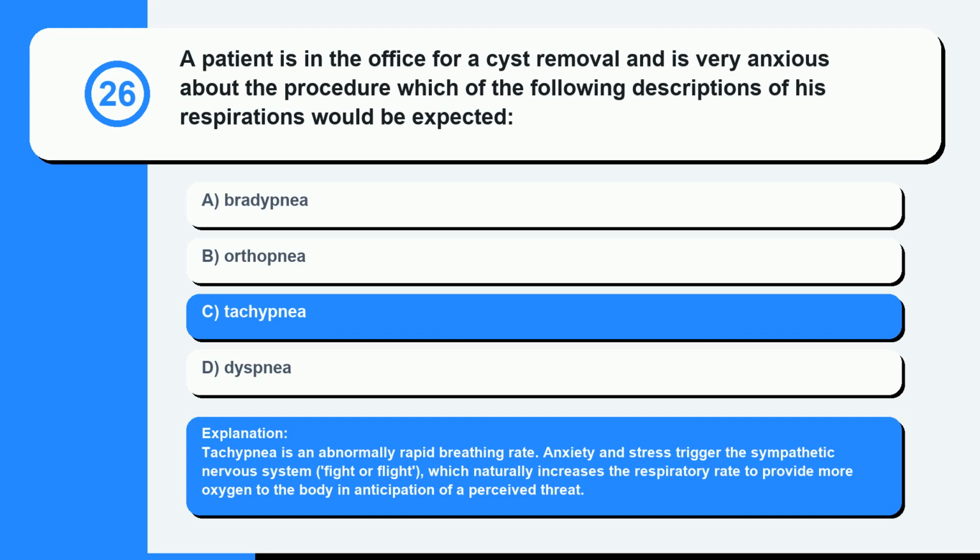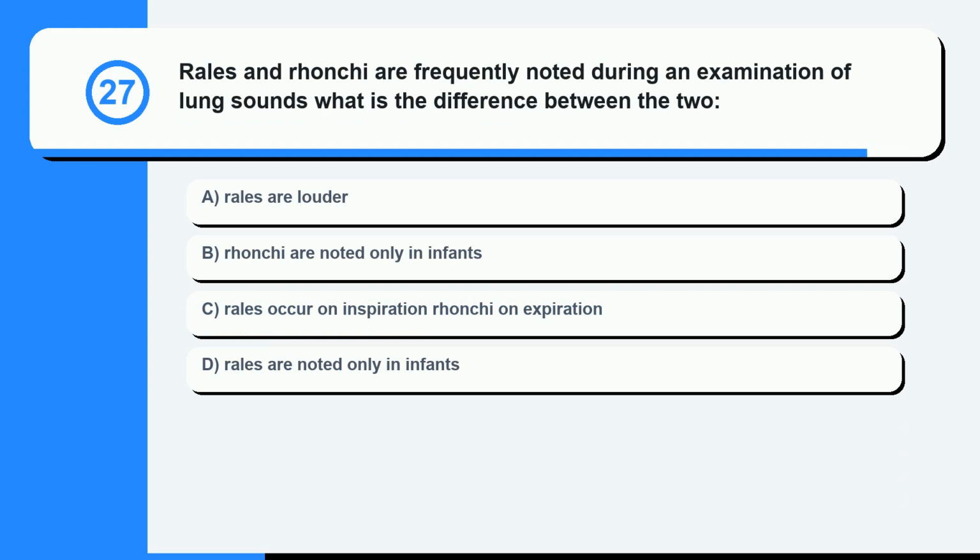Question 26. A patient is in the office for a cyst removal and is very anxious about the procedure. Which of the following descriptions of his respirations would be expected? A. Bradypnea. B. Orthopnea. C. Tachypnea. Or D. Dyspnea. The correct answer is C.